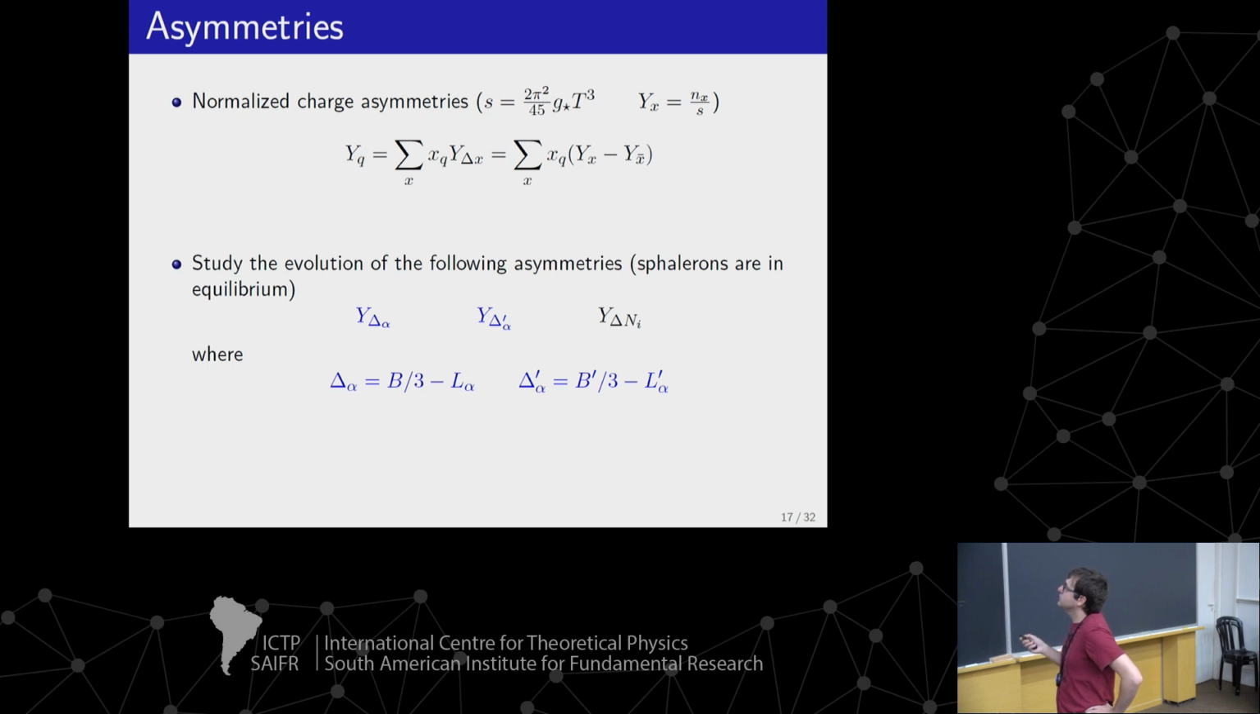And we studied the evolution of this, so Y delta alpha and Y delta prime alpha. As I said, delta is usually called B minus L, so delta alpha is B over 3 minus L alpha in the Standard Model sector, and delta alpha prime is B prime over 3 minus L prime alpha in the mirror sector. And also Y of delta N, basically of the heavy neutrinos, the number of heavy Dirac N minus heavy N bar, the number of heavy N bars.